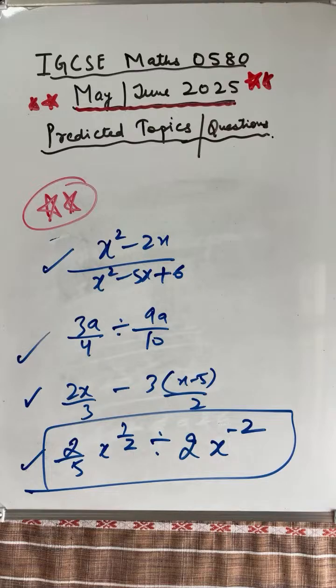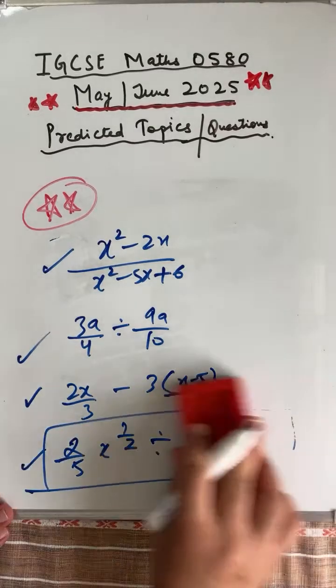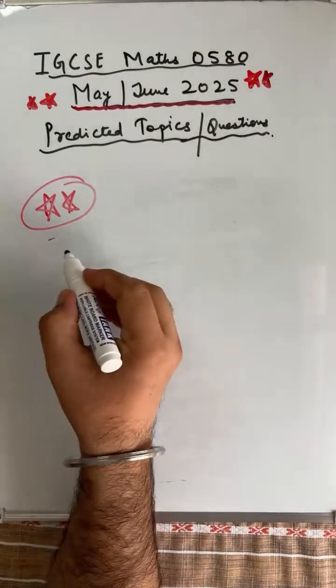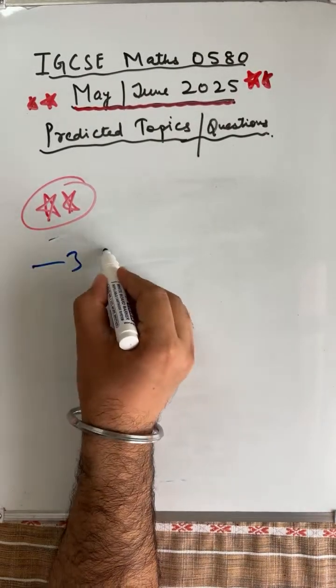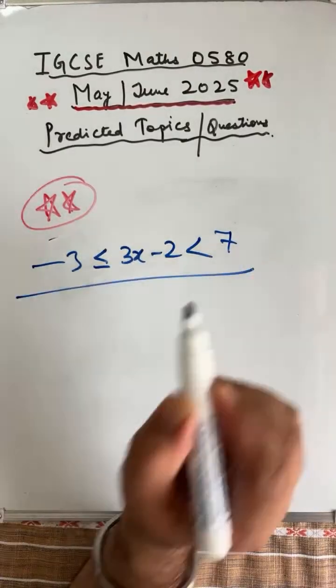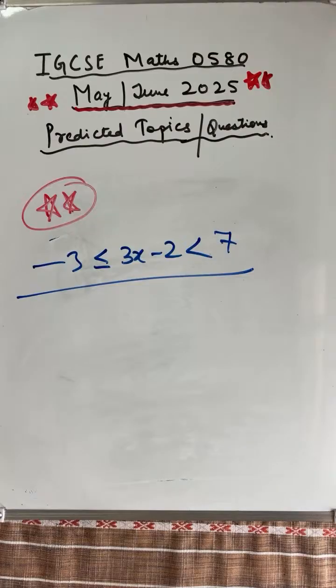Then number line inequality is also an important topic. Likewise, you are given that minus 3 is less than equal to 3x minus 2 is less than equal to 7. You can represent on the number line as well.